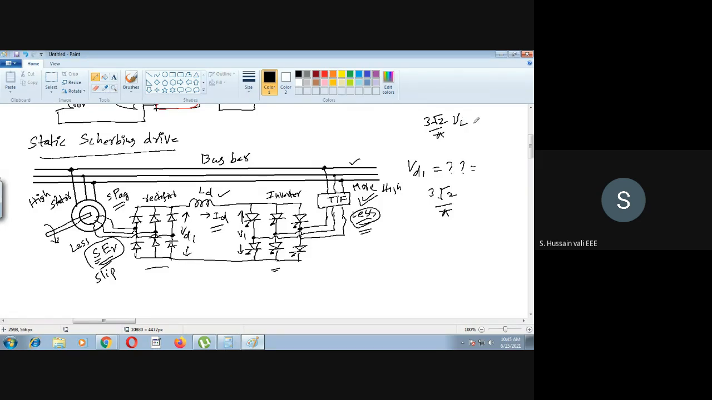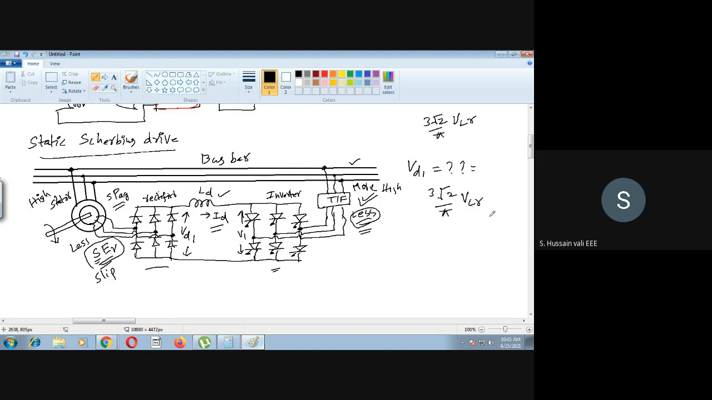But remember, this VL is the rotor voltage, so I will write here VLR, the rotor line voltage. It's not the stator line voltage, so you should not get confused here. Why? Because the rotor line voltage and stator line voltage are not the same. This you know very well. So VLR is the rotor line voltage.